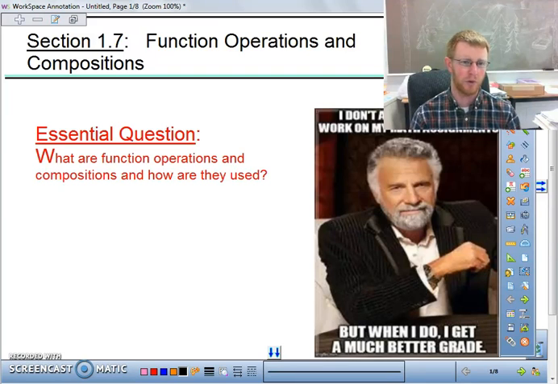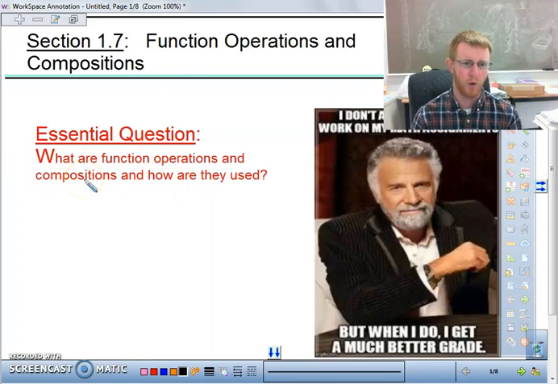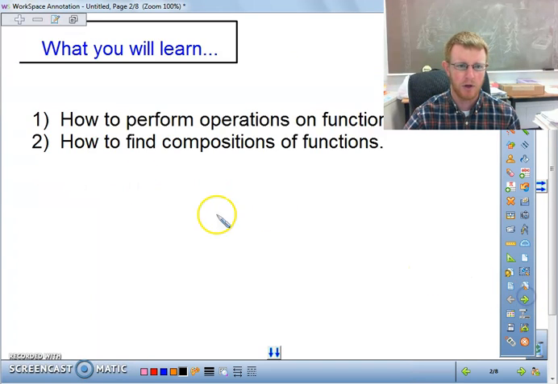All right, so this is our section 1.7, function operations and composition. So this will only be a one-part section, mainly because the majority of this we've done before in Algebra 2 and even some of it in Algebra 1. So what we're going to be talking about is what are function operations and compositions and how are they used. So we're going to be able to perform operations on functions and how to find compositions of functions.